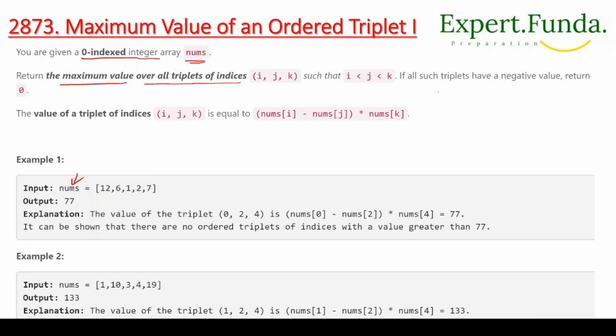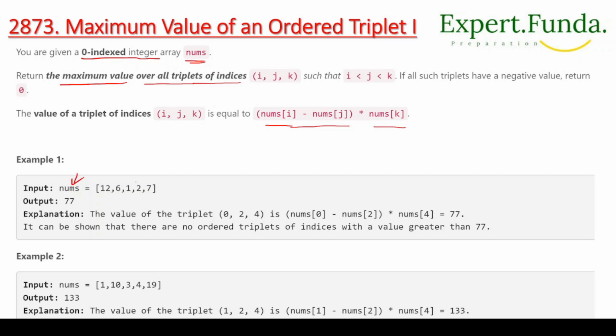If all such triplets have a negative value, return 0. The value of the triplet of indices i, j, k is equal to (nums of i minus nums of j) multiplied by nums of k. So the value of a triplet will come like this.